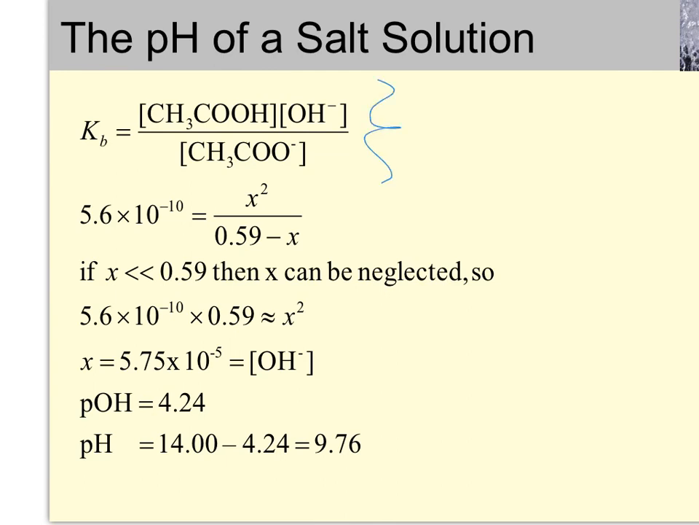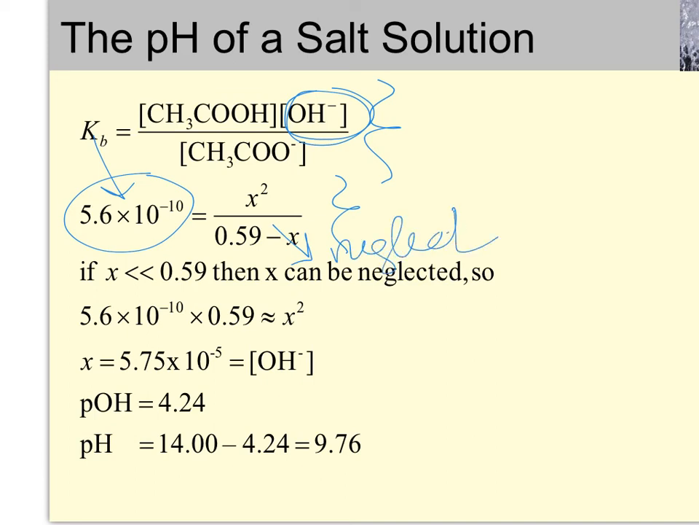Here's our expression for Kb. Remember that Kb has hydroxide in the numerator. We had to calculate the value for Kb. Here are the equilibrium concentration values plugged in. We are again going to neglect X because K is so small. And now we just solve for X. Remember, X is going to give us the hydroxide ion concentration.